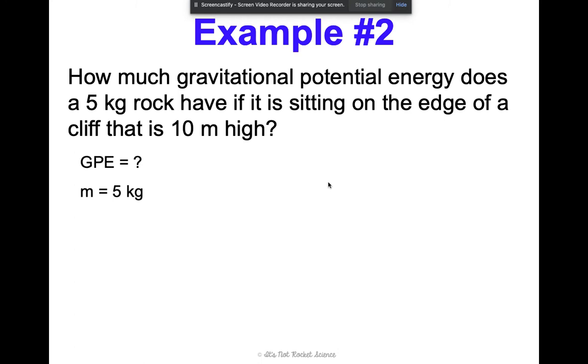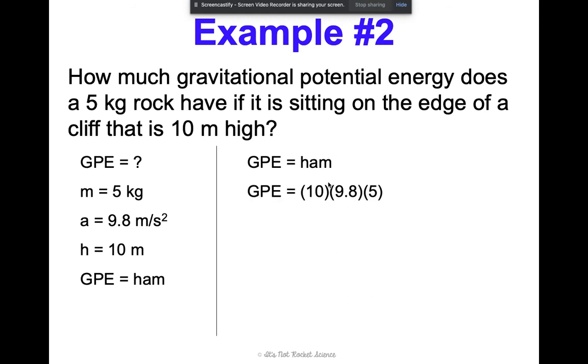Our mass is 5 kilograms. Acceleration of gravity is 9.8 meters per second squared. Our height is 10 meters. We're going to plug it into the normal equation. So 10 times 9.8 times 5 gives me 490 joules.